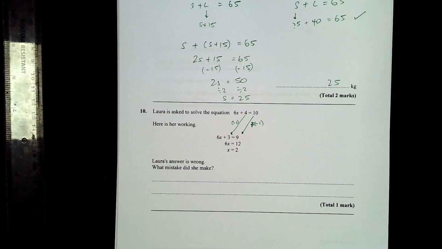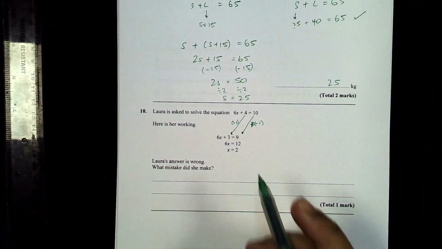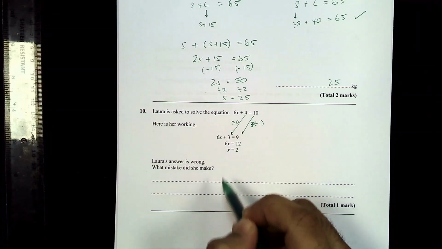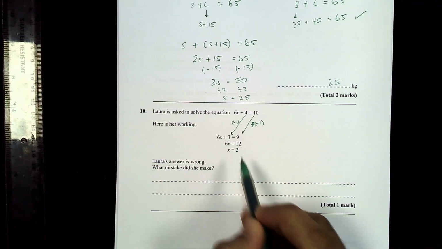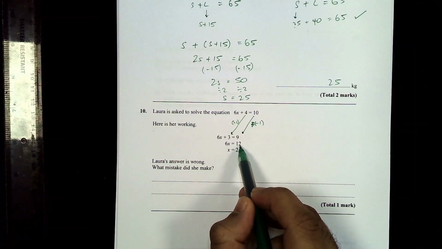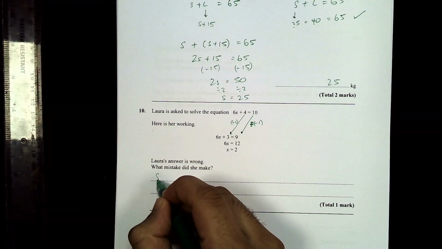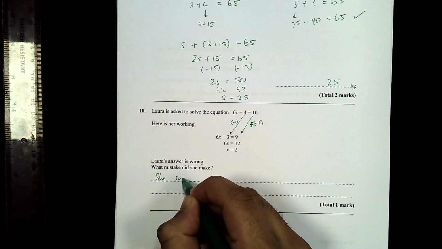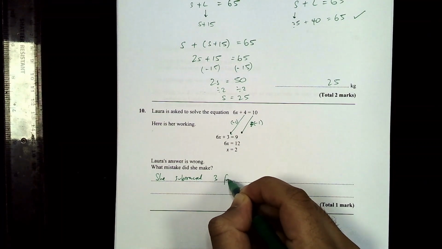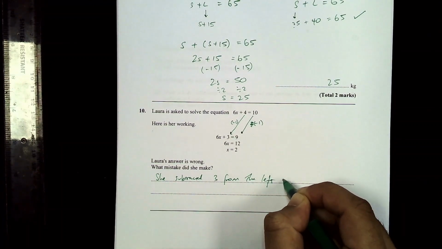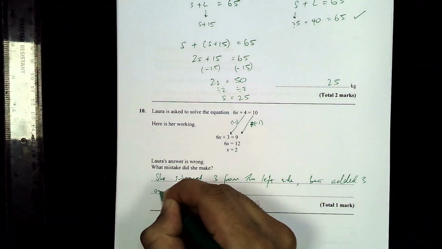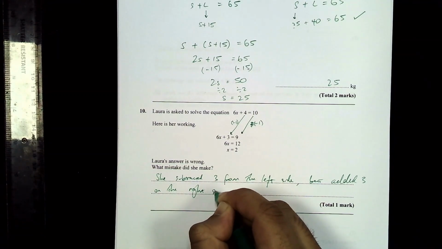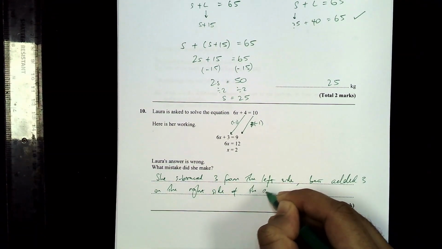It's just a bit weird. I wouldn't say wrong, just unusual. But the next stage, from here to here, is where she went wrong. The mistake she's made is she took away 3 from this side to get rid of that. But on this side, she added 3. Now, if you take away 3 on the left, you're supposed to take away 3 on the right as well. So her mistake is she subtracted 3 from the left side, but added 3 on the right side of the equal sign.